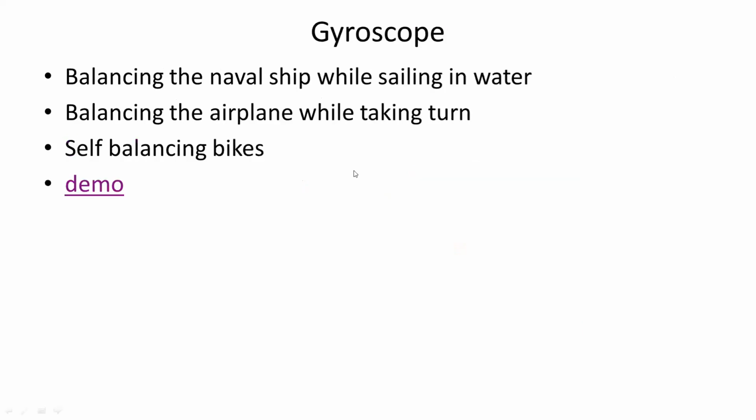Then next we have the application. It is the gyroscope. So the gyroscope is a device in order to balance the naval ships. The gyroscope is used for balancing the naval ship while sailing in the water, because the ships are subjected to unbalance when they are sailing in the water. Okay, so this unbalance is caused due to the wave movement.